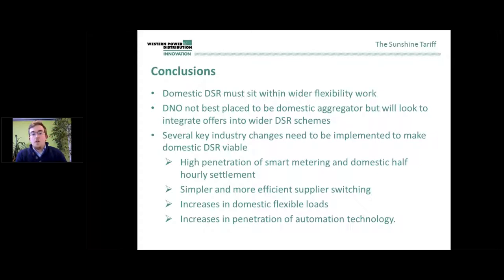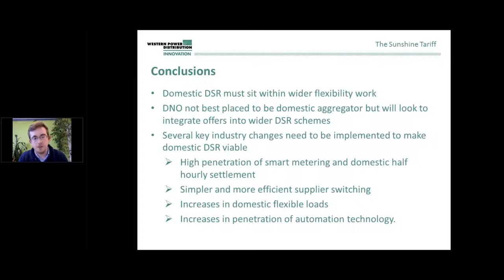The other view is that once you've done that, which helps the recruitment of customers, you then have this question about how you get more shifting from customers. And I think that will come from various different things. It will come through increased automation, as we showed, that was a real key part. I think it will also come as we get new domestic flexible loads.